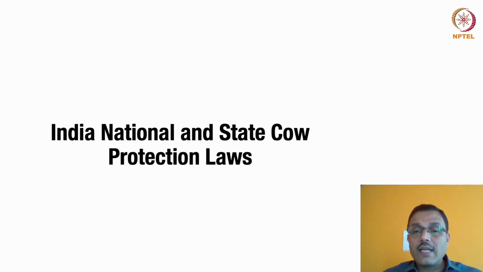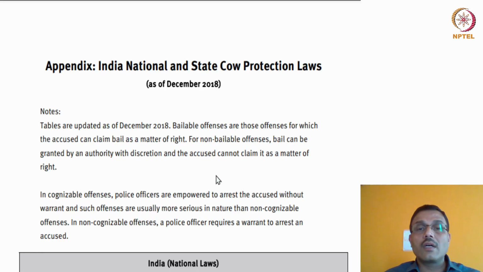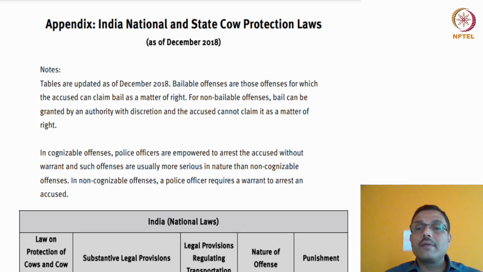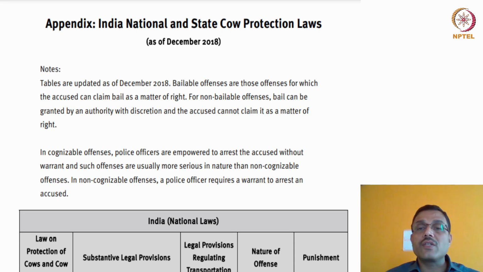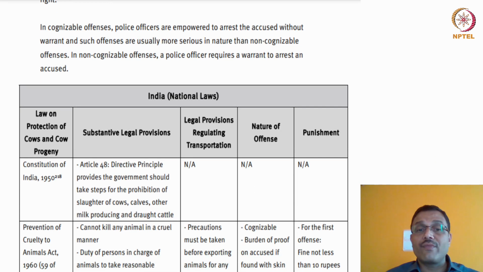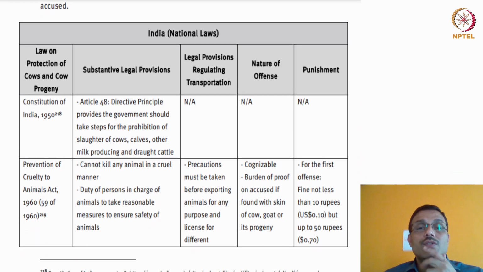So right now, if we just take this kind of small thing. So this is statistics up to 2018 about India's national and state cow protection laws. If you just have a quick look over here, some of these legislations make the offense bailable, some of them make it non-bailable as well. So some of them are very strict in that sense. Okay. So what are the laws on protection of cow and cow progeny?